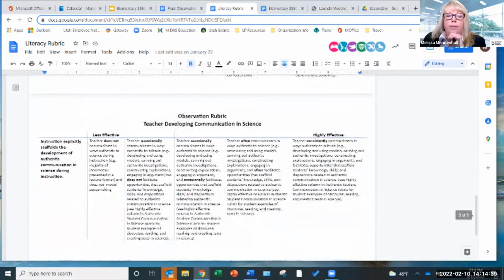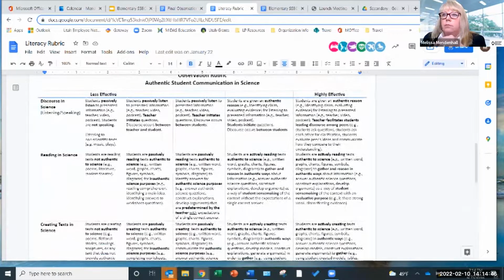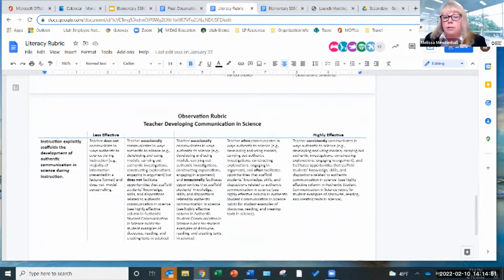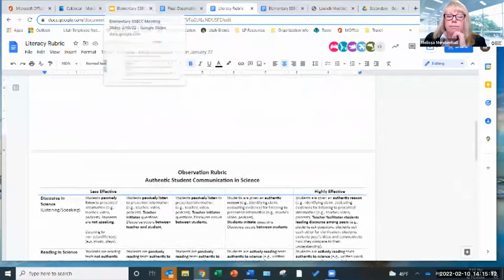And then we have the other kind of perspective. So these first 3 lines are, what should we see the student doing? What should students be doing during science instruction? Then the last line, the 4th line is, so what then should the teacher be doing? So it kind of flips it. So what should we be seeing from the teacher to have instruction that explicitly scaffolds the development of authentic communication in science? So during instruction. So we're going to look at those 2 things.